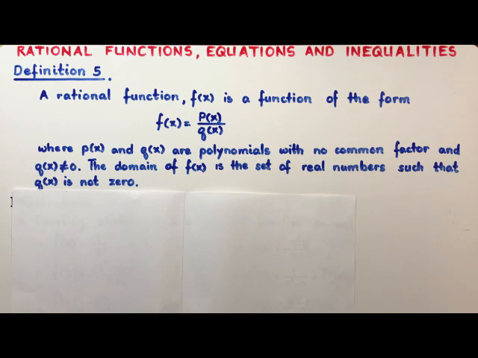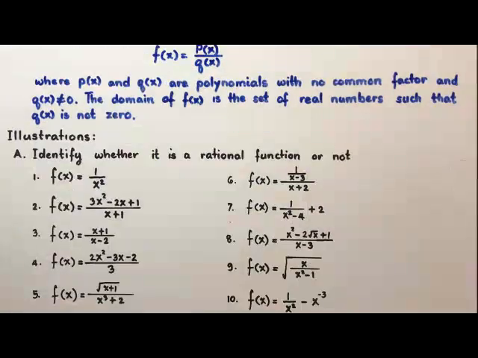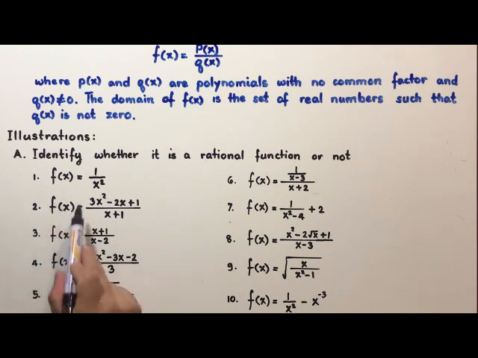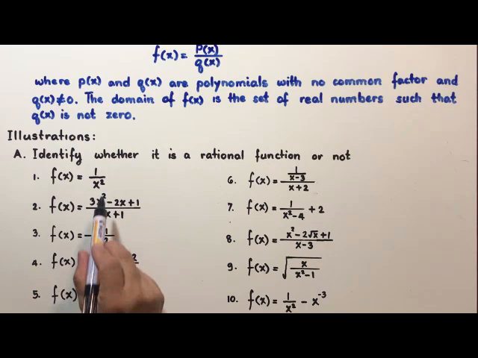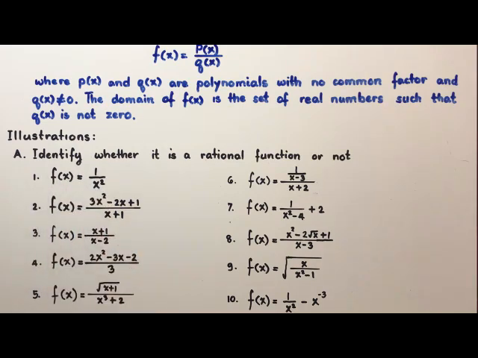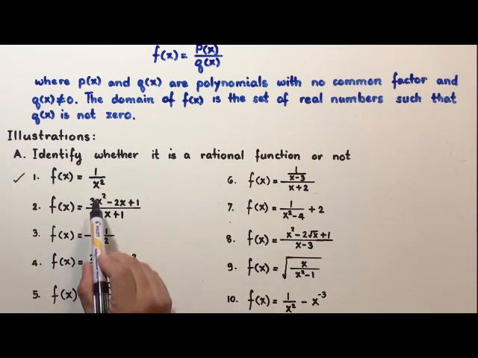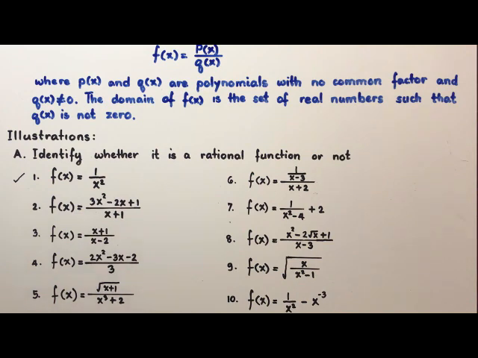So to illustrate this definition, allow me to give some illustrations through a very short quiz here to check the example and the non-example of a rational function. So number 1, f of x is equal to 1 over x squared. Is this a rational function? If your answer is yes, then you are right because this is a rational function. You see here a ratio of two polynomials.